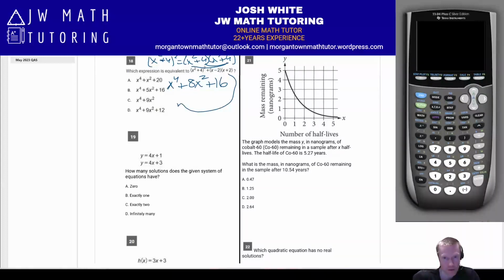Now for the other parentheses, this is technically a factored difference of squares. So when you multiply it out, it's going to be x squared minus 2x plus 2x minus 4. And you see how the middle terms will cancel out. So you have x squared just minus 4.